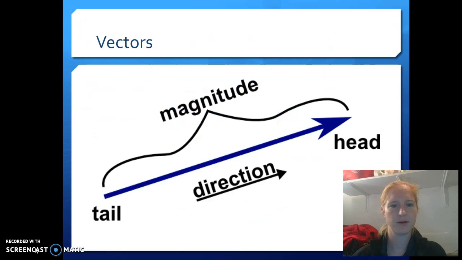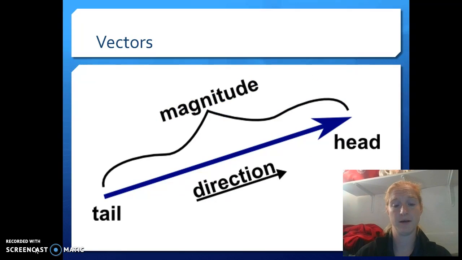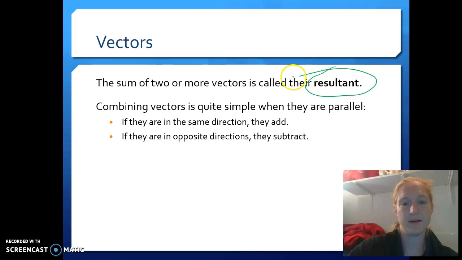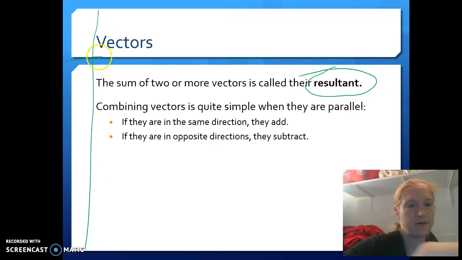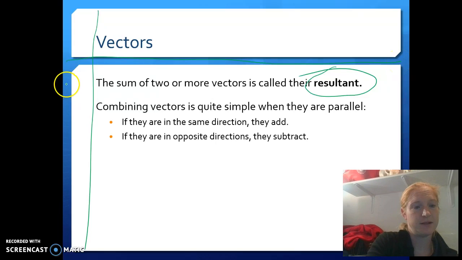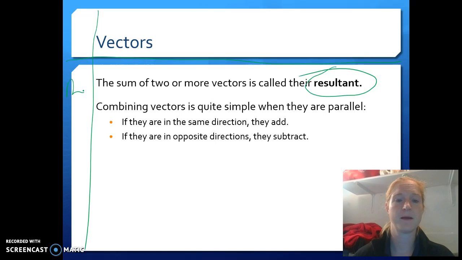Again, very quick: vectors show magnitude and direction. There's your example. The sum of the two are resultants. I'm going to repeat that again, this is very important. When you do your Cornell notes, we have vectors at the top and resultants here. So it's a sum of two or more vectors.